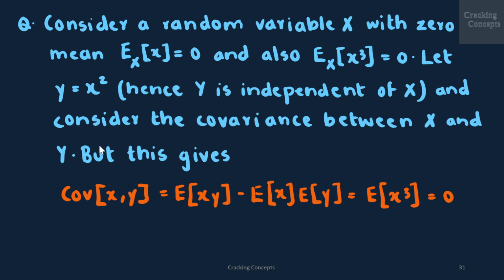Let us consider a random variable x with 0 mean. Expectation of x is 0, and also expectation of x cube is 0. Let y is equal to x square, which means y is dependent on x, and consider the covariance between x and y. We will see that covariance of x comma y, which can be written as expectation of xy minus expectation of x into expectation of y, which is expectation of x cube, will be 0.